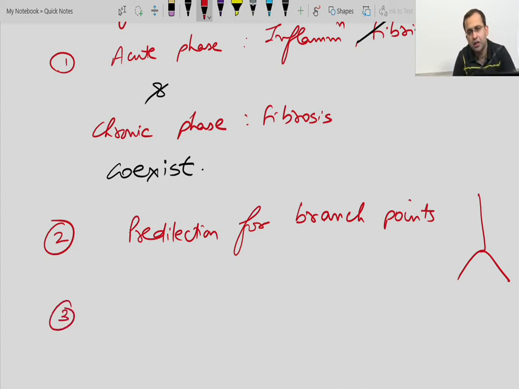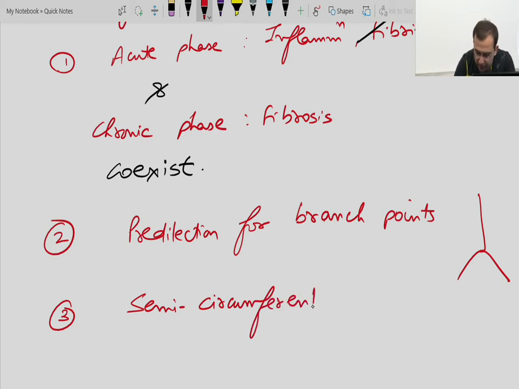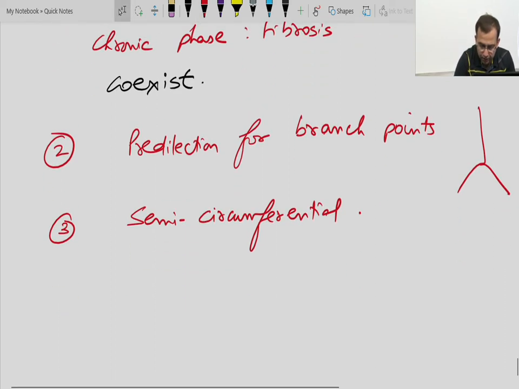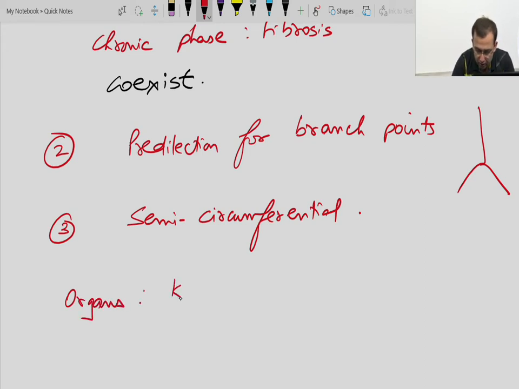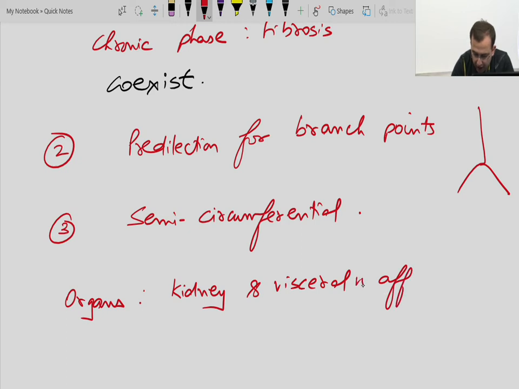Last point, it does not involve the full circumference of the vessel. It is semi-circumferential in involvement. This is PAN. Last point, organs affected. Kidney and visceral vessels are affected.